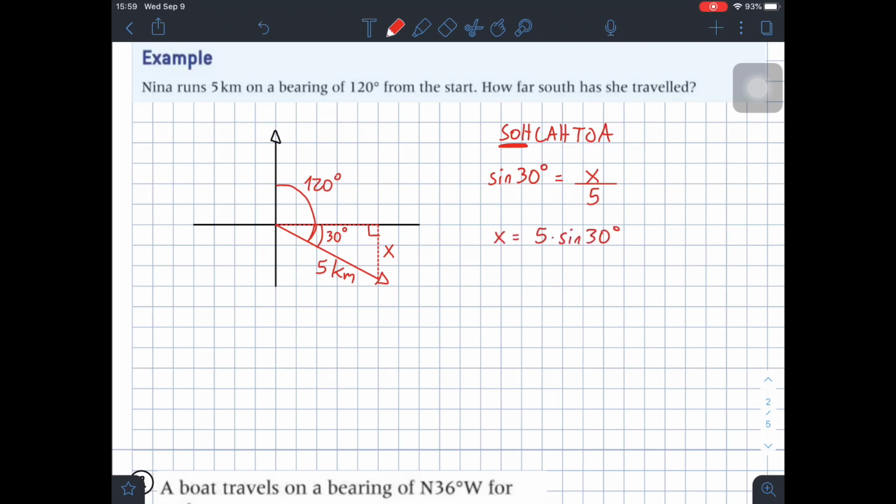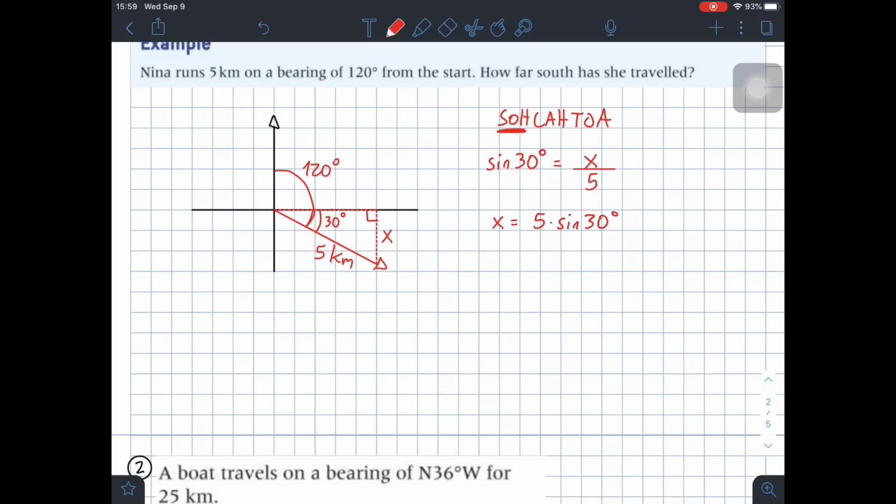In this case, we can use our hand to determine sine of 30, because 30 degrees is a special angle. If you remember, sine of 30 is, again, 1/2, right? So this would be 5 times 1/2, which is equal to 5 divided by 2, or 2.5 kilometers. That means that Nina traveled 2.5 kilometers south. Okay? So I hope this is clear.